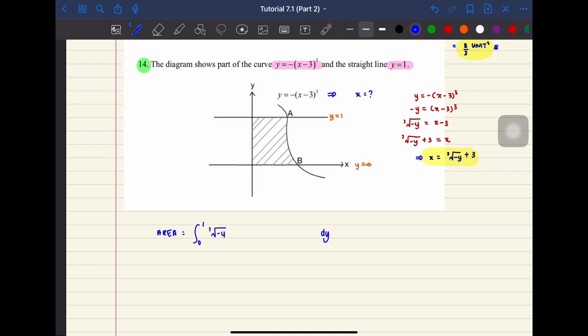Cube root of negative y plus 3, and then minus. So it is the right function minus the left function. This is also a function, which is x equal to 0. So minus 0. Okay, so let's write it again. The integral from 0 until 1 of the cube root of negative y plus 3 dy.